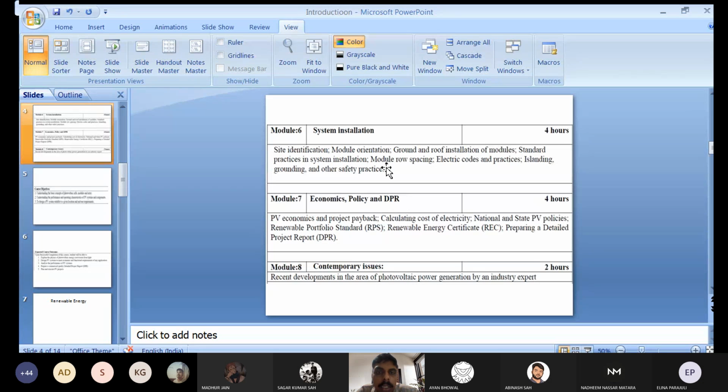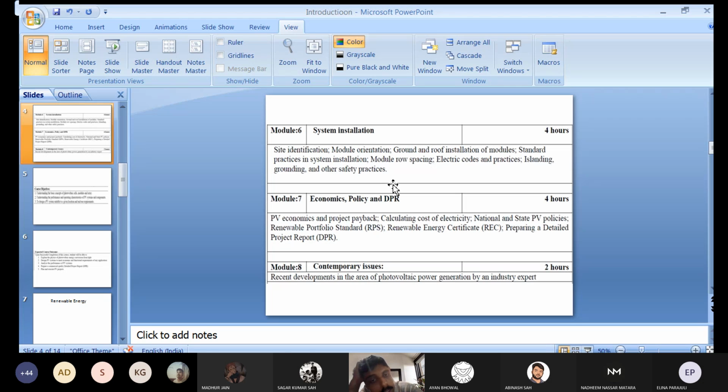But if it is grid connected, how do we switch off the PV electricity? That is a question, right? Otherwise, the technicians will be shocked. So there are some procedures and precautions in grid connected PV, standalone PV, etc. You have to understand them. Codes are there: electric codes and practices, islanding, grounding, and other safety practices. So these are all about PV system working, its selection, its installation, etc. Up to module 6. Module 7 is completely about economics.